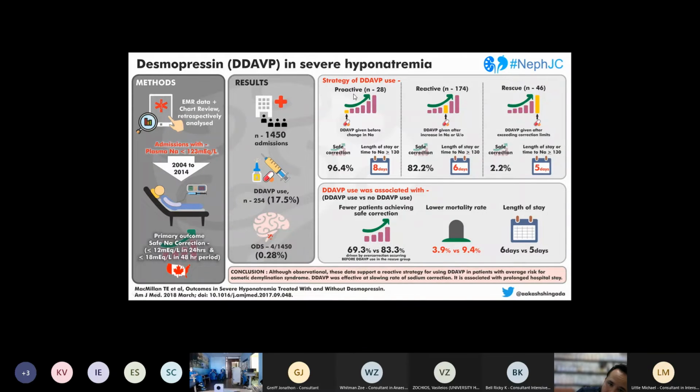In the proactive arm, the patients received DDAVP before they were given any sodium. These patients had a safe correction 96% of the time. In the reactive arm, patients received DDAVP after sodium treatment was given, and they still achieved a very decent 82%. In patients who had rescue therapy, who had already experienced a very high sodium and then received DDAVP, obviously it was not a safe correction. And we can see that for these patients, receiving DDAVP was considered helpful because it reduced the mortality rate, as they corrected their sodium at a pace that was acceptable to their doctors, and it had the downside that patients stayed a bit longer in the hospital.